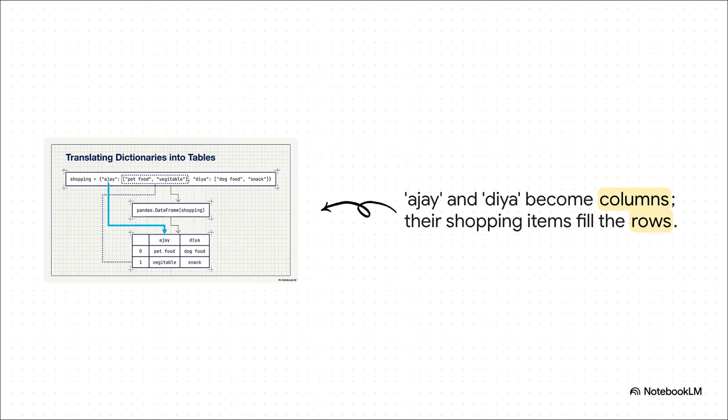Let's look at a perfect example. We've got this shopping dictionary. You see the keys are Ajay and Dia. The moment we feed this thing into pandas.DataFrame, boom, the keys instantly become our column headers, and their shopping lists just neatly fall into place in the rows below. It's a perfect one-to-one map.